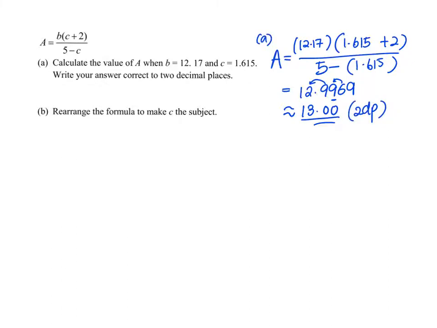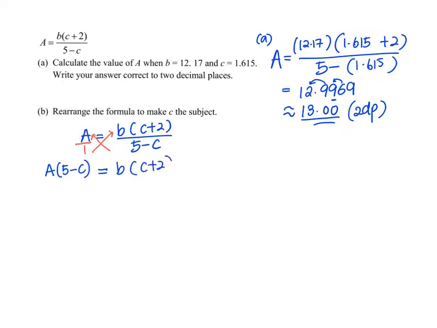Have you gotten the answer? That's for part A. Now part B says rearrange the formula to make C the subject. So there are a couple of things to take note, some regular skills that we do. Number one, if it's a fraction, we're going to remove the denominator. So what can we do? We should put this as A over 1, and we can do cross multiplication. When we do cross multiplication, the equal sign stays at the center. So this will be A, the denominator 5 minus C cross over to the left side. And this is B bracket C plus 2.